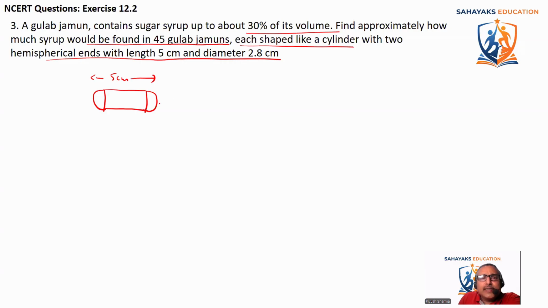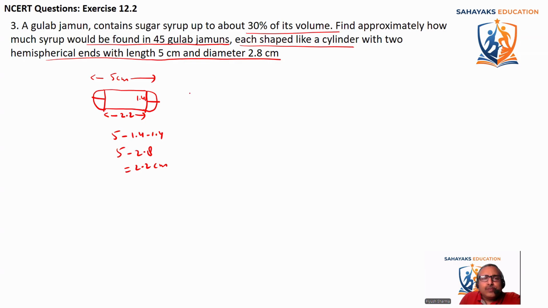And the diameter is 2.8. That means the radius is 1.4 centimeter. Now, if the complete length is 5 centimeter, and this is 1.4 and this is 1.4, subtracted from it. So what is this length? It is 5 minus 1.4 minus 1.4. So it becomes 5 minus 2.8. So it comes out to be 2.2 centimeter. So this is 2.2 centimeter from here to here. Now we have to find the volume of it.